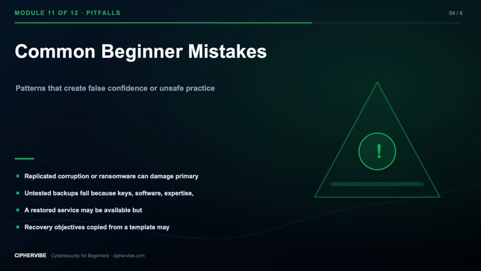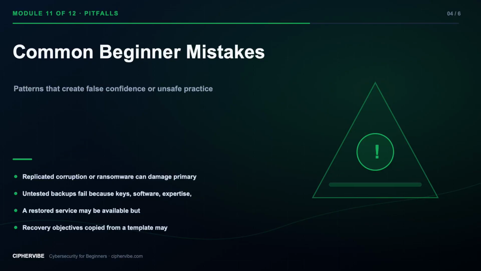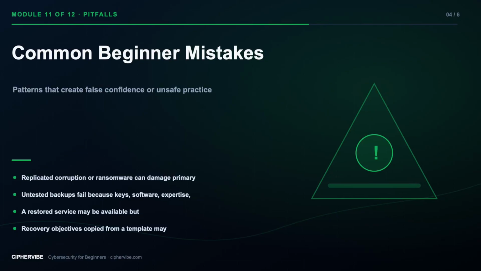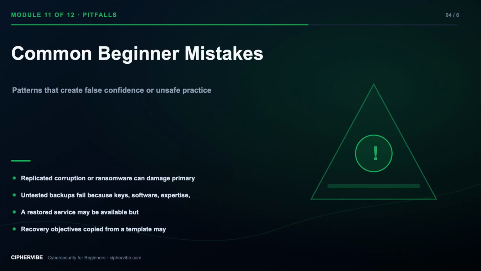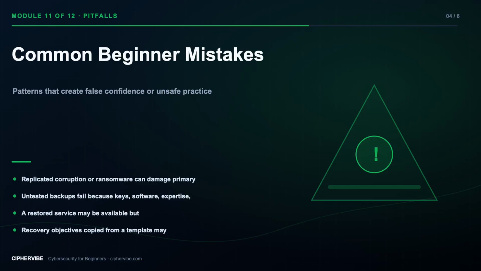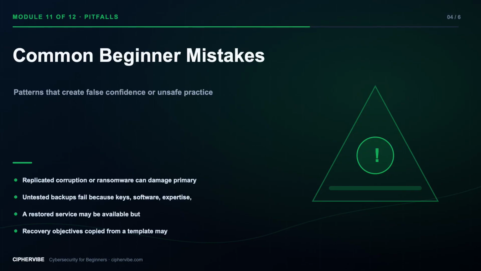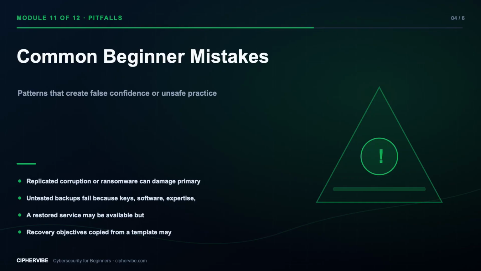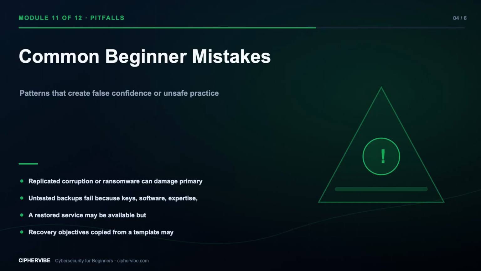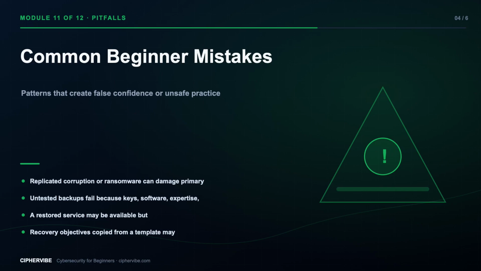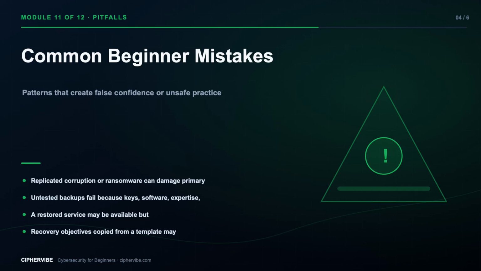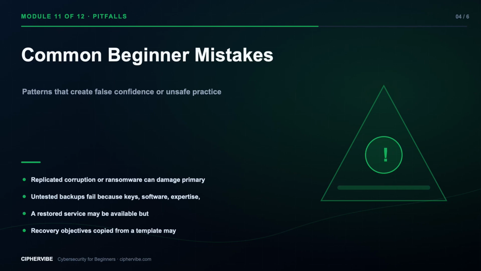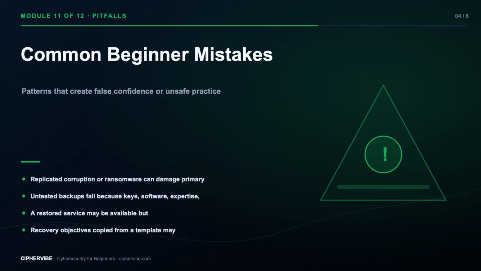Understanding failure modes will protect you from attractive but unreliable shortcuts. First, replicated corruption or ransomware can damage primary and secondary copies. Second, untested backups fail because keys, software, expertise, or dependencies are missing. Third, a restored service may be available but still contain compromised accounts or unsafe configuration.